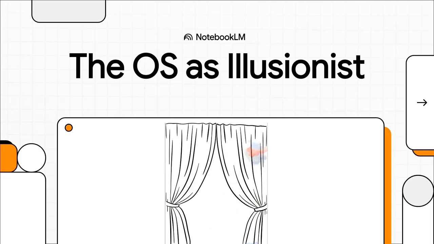Welcome to The Explainer. Today, we're going to pull back the curtain on the single most important piece of software running on your computer, the operating system. It's kind of like this silent magician that makes everything you do, well, possible.